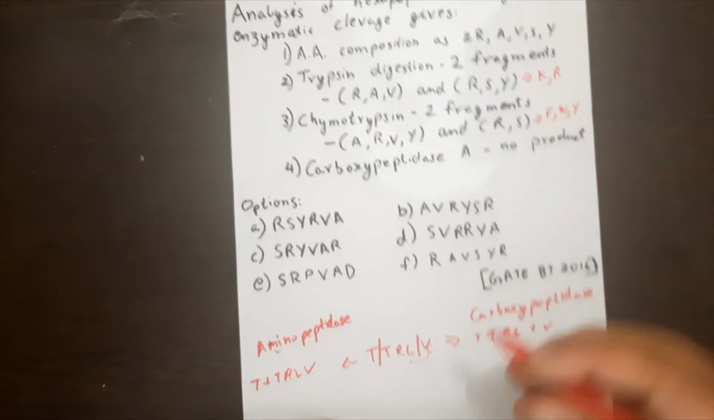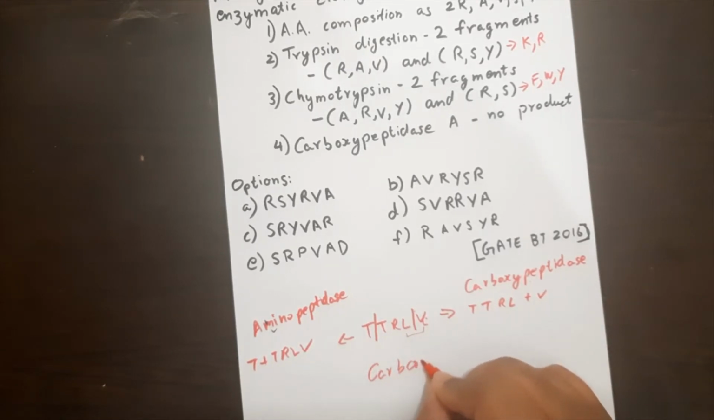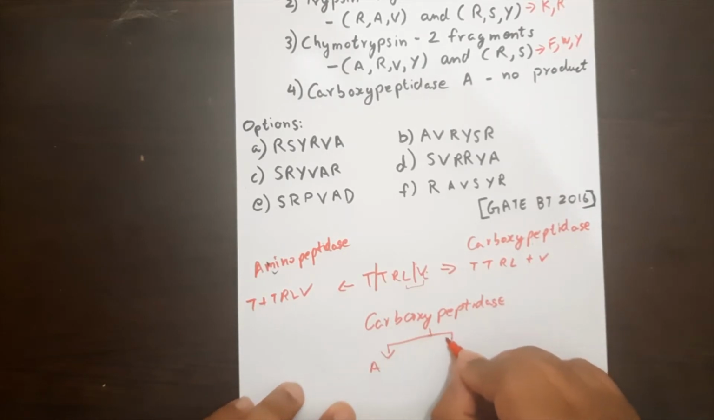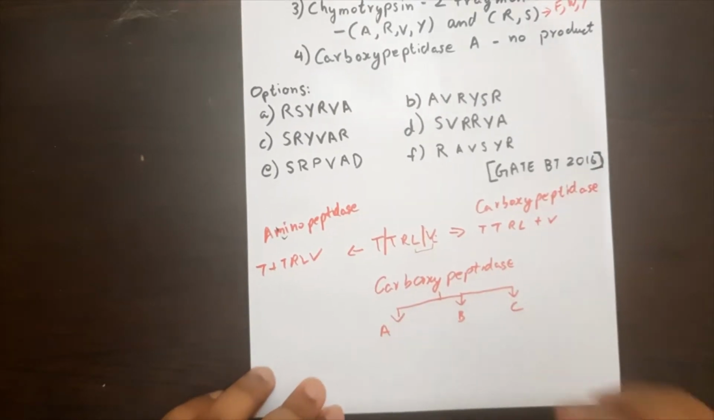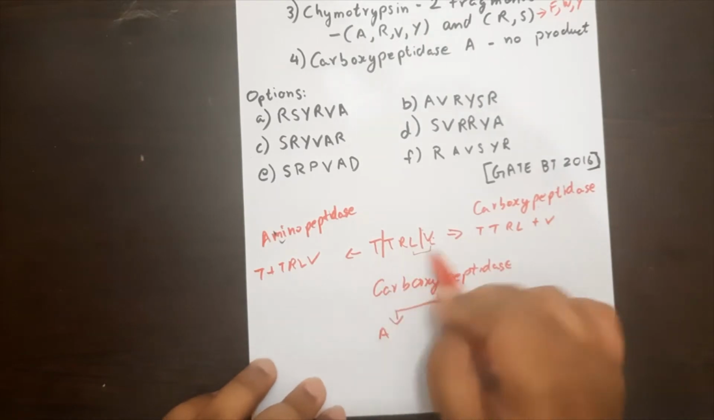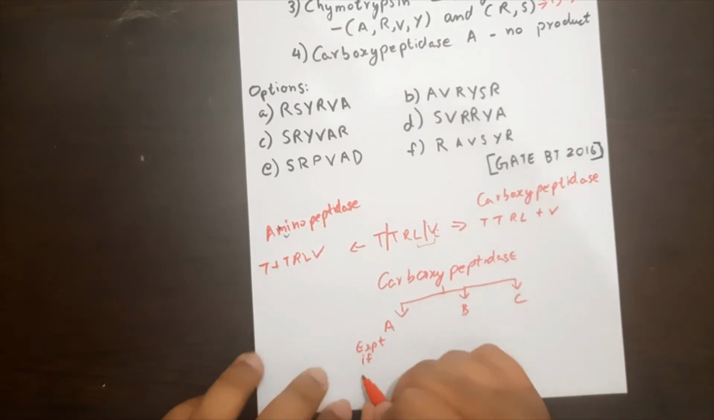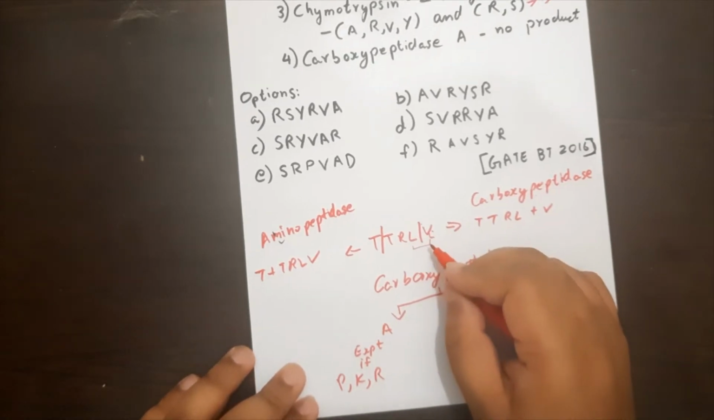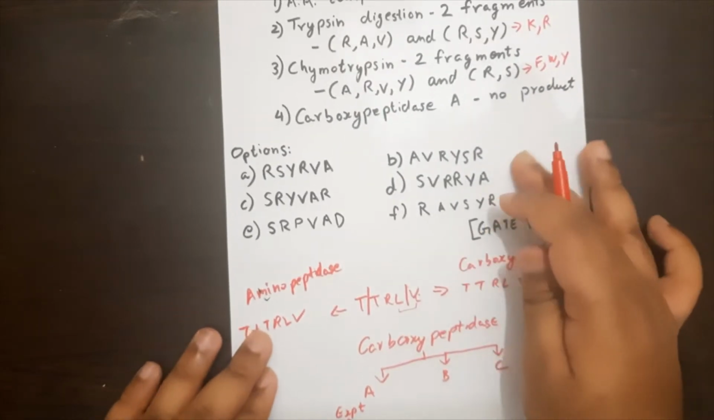Now, another subset is that carboxypeptidase can be divided into a few more subgroups. There is carboxypeptidase A, carboxypeptidase B and carboxypeptidase C. Carboxypeptidase A will cleave any sequence except if the C-terminal residue is proline, lysine or arginine. So if the ending is proline, lysine or arginine, the cleavage won't occur and you won't be getting any product. So you can see the relation happening here.